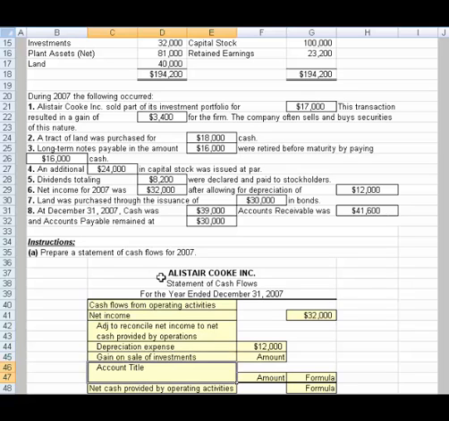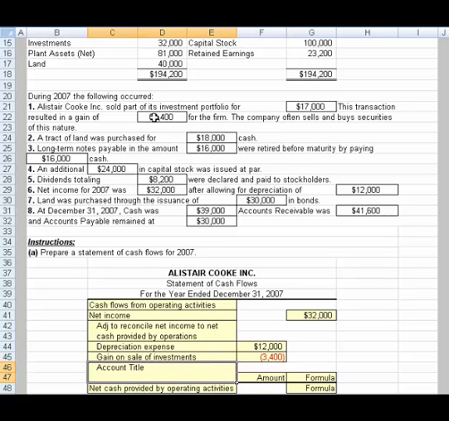And they regularly do that, so it's part of operations. And that gain is $3,400. So now, because that's a gain, that's a non-cash gain included in income, so we need to subtract that out. So we'll enter that as a negative amount.